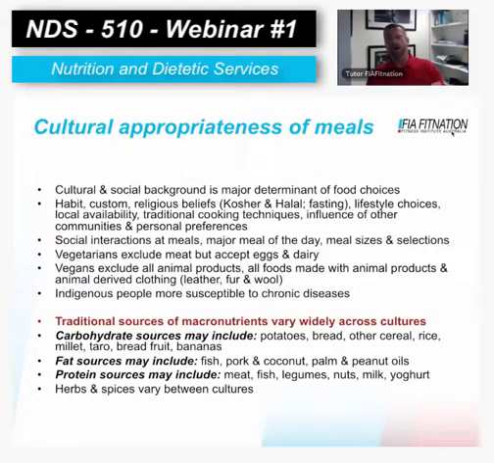One of the important things to realize is that there are cultural aspects that really come into the appropriateness of meals. But not just cultural, also religious aspects, social aspects, ethical and moral aspects, and obviously also health factors that can really have a significant impact on food choices.